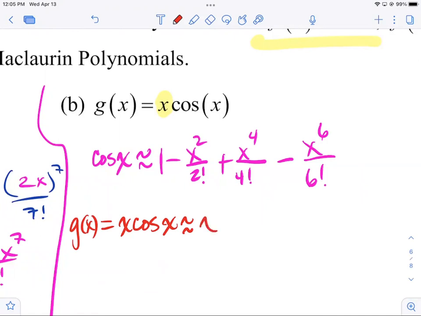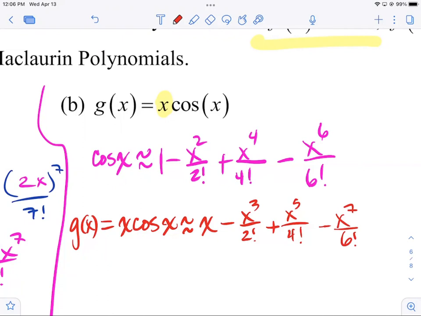So distributing an x, I get x for the first term minus x cubed over 2 factorial plus x to the 5th over 4 factorial minus x to the 7th over 6 factorial. And wow, you're already done with the 4-term representation before someone else is really even on their second derivative, probably setting up the machinery using Taylor's rule. Okay, so it's kind of nice.